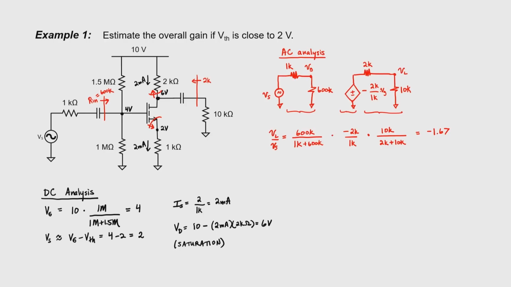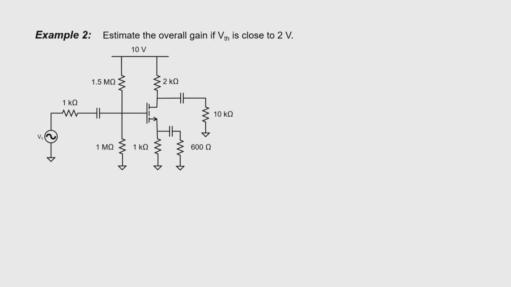Let's work another example. The only thing different about example 2 compared to example 1 is the presence of this 600 ohm resistor attached to the source. The DC conditions, therefore, are unchanged, so this transistor is still in saturation, and I'm not going to bother with the DC analysis.